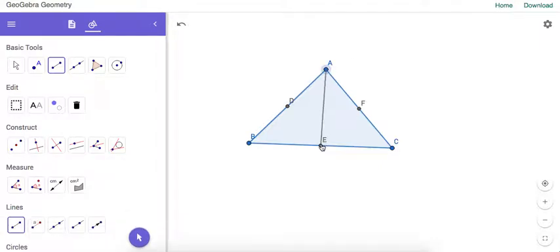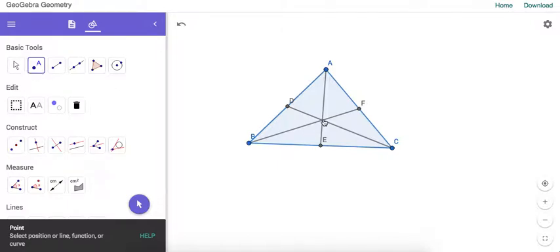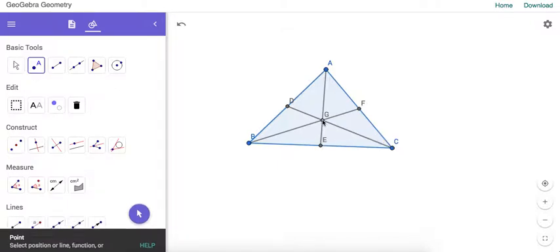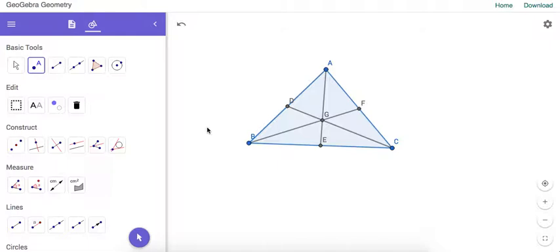So I connect from A to E, there's one. From C to D, there's two. And from B to F, there's three. Now notice that all three medians cross at one point right there. So I'll put a point there and call it G. In this case, point G is the centroid of this triangle.